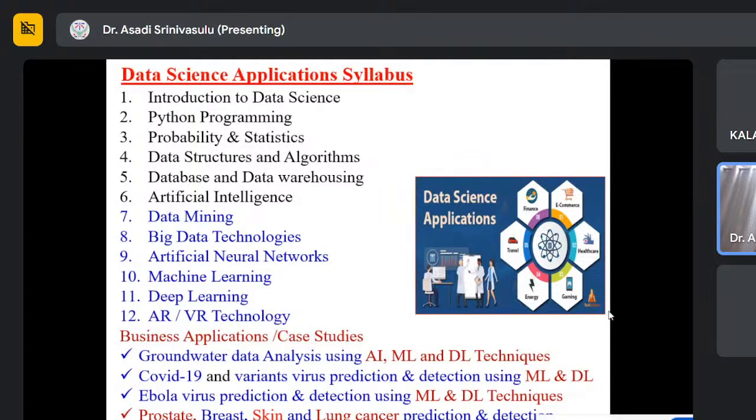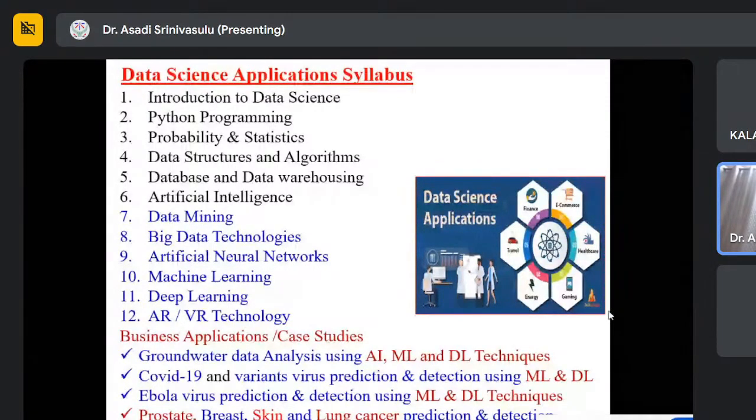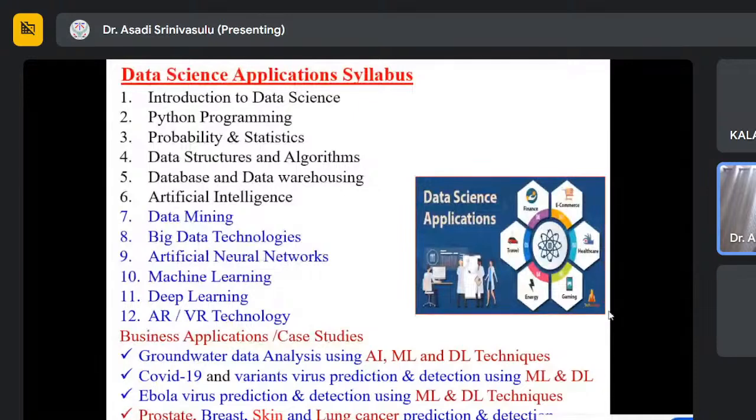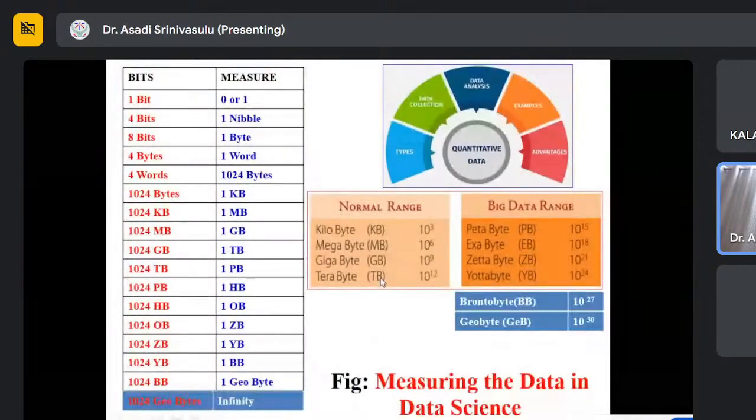Then COVID-19 virus prediction and detection; variants are still coming nowadays. Virus expansion is vital information resource under SIS, that is a computer-related virus, and the COVID-19 virus is different. By using various ML and DL techniques, we are predicting and detecting in health data analytics. Ebola virus prediction and detection using ML and DL techniques. Then prostate, breast, skin, and lung cancer prediction and detection using various techniques.